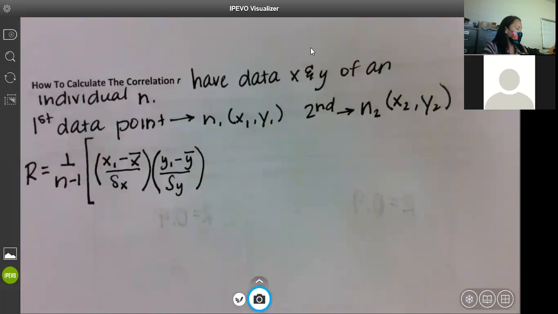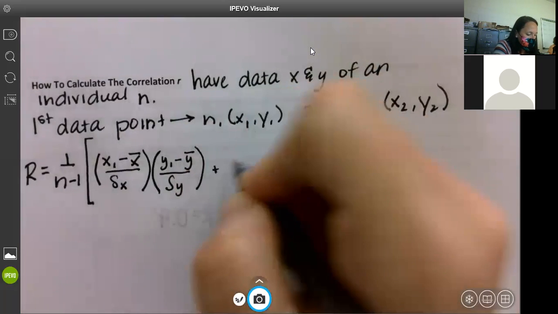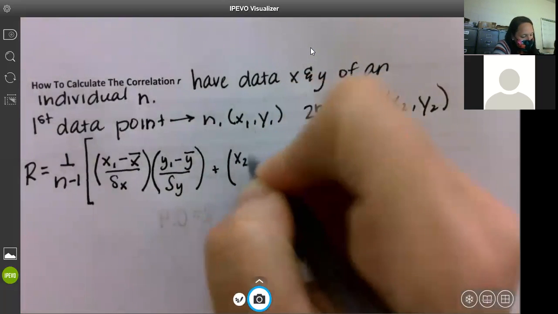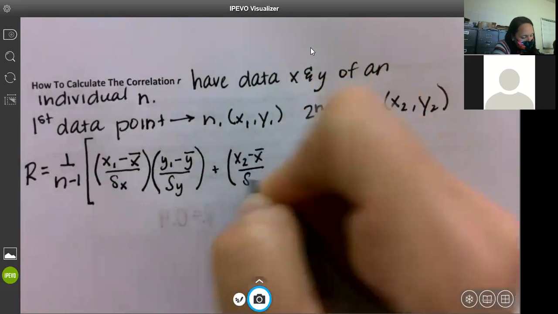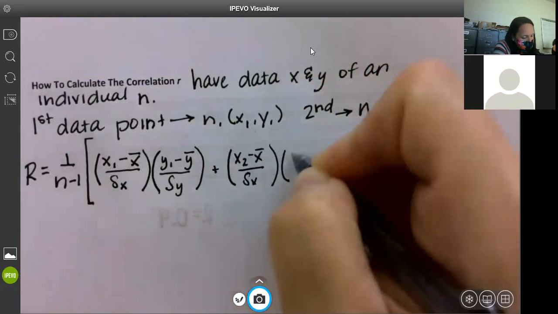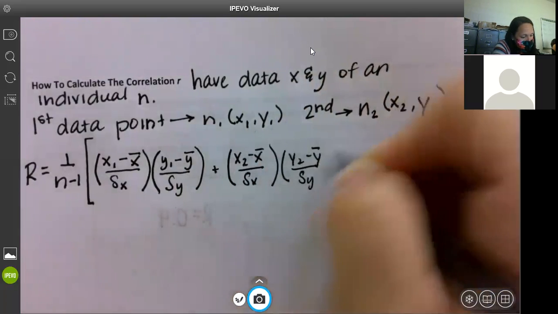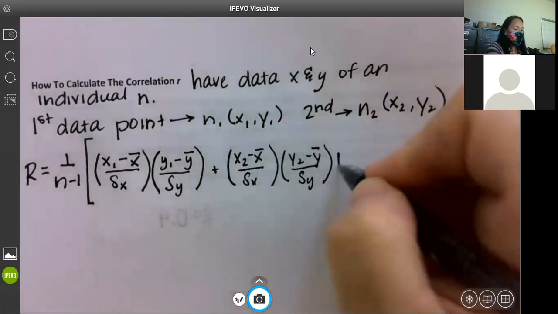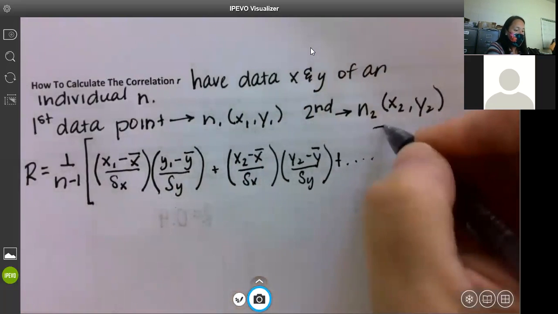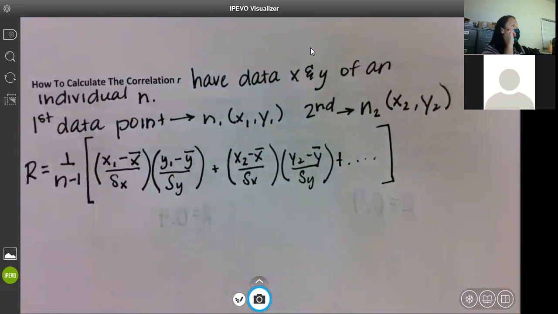Okay. Plus, then you do your second observation. And you do the same thing with it. So we can grab it. Yeah. And that's what I just told you. We are not doing this by hand. No way. And if there were 50 data points, you would do this 50 times.